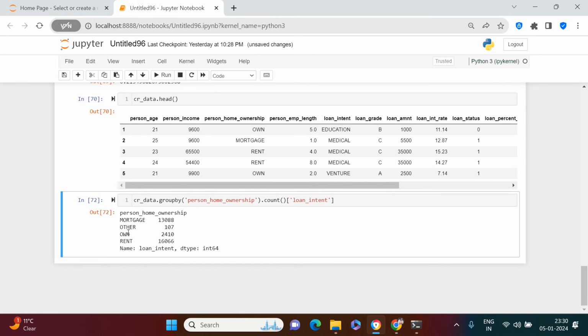So there are four types of loans: mortgage, no, sorry, home ownership, right? Home ownership, there are four categories of home ownership. One is mortgage, others are own and rent. Now let's try the same thing.